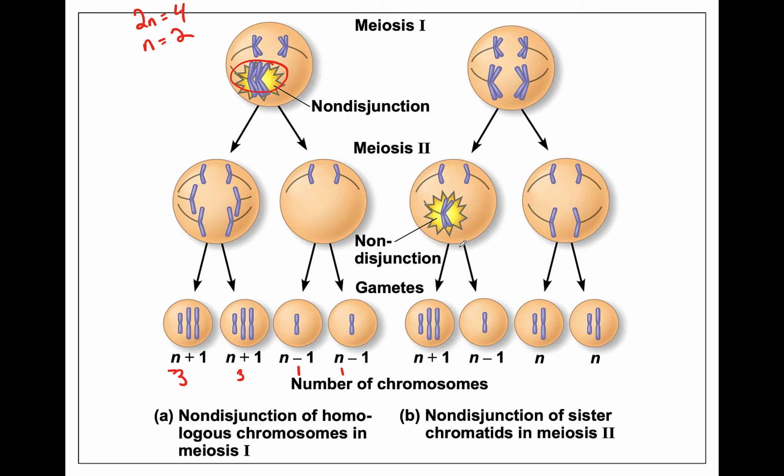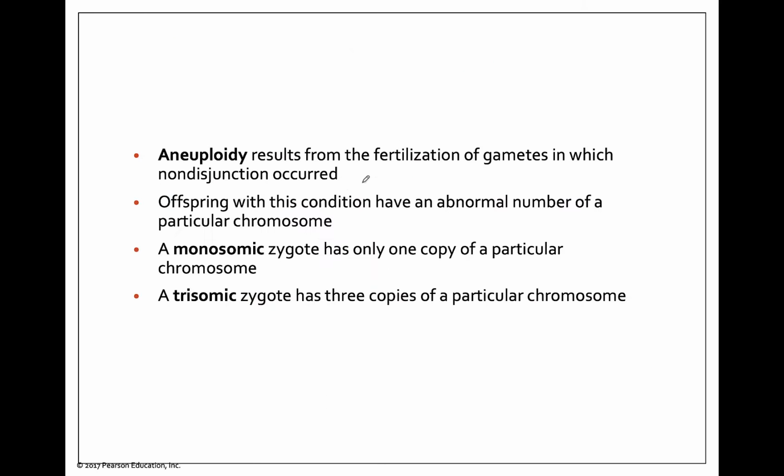In meiosis 2, the non-disjunction doesn't have quite as big an effect. These two end up at haploid n equals 2, which is great. This one ends up at n plus 1, and this one ends up at n minus 1. And so these two gametes are going to cause a problem if those are the ones that become the eggs or sperm. So when this happens, it's called an aneuploidy. This is a result of a non-disjunction where either we have too many chromosomes or too few, and it's specific to a particular chromosome.